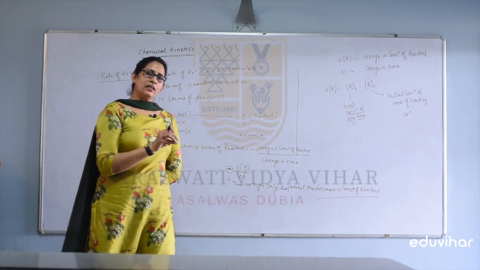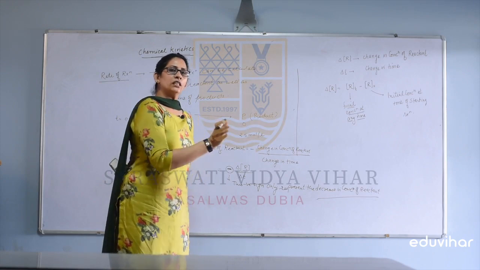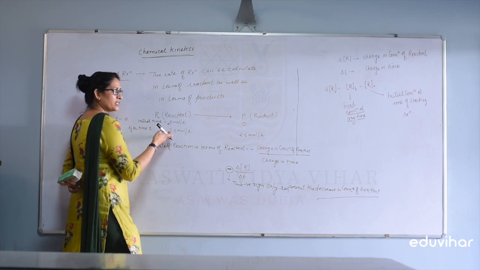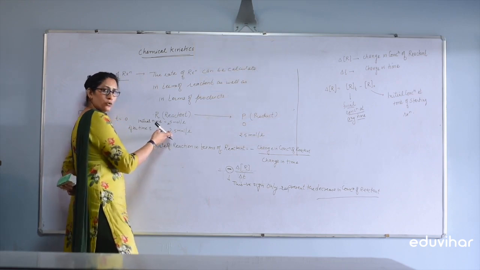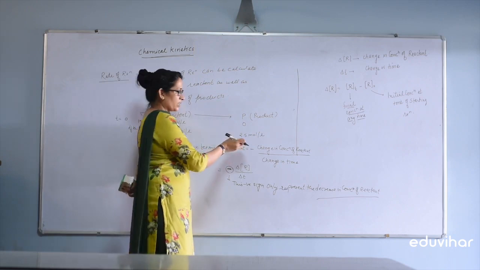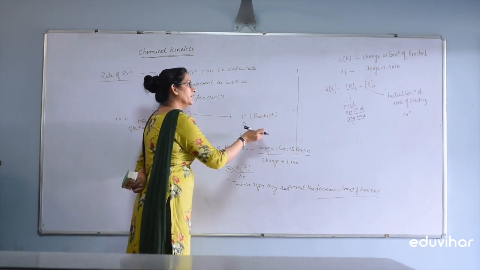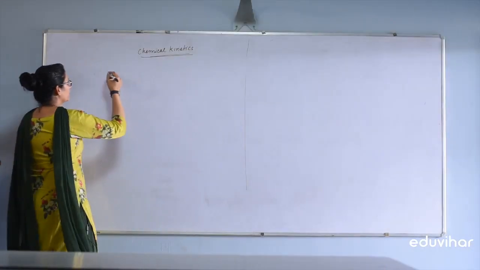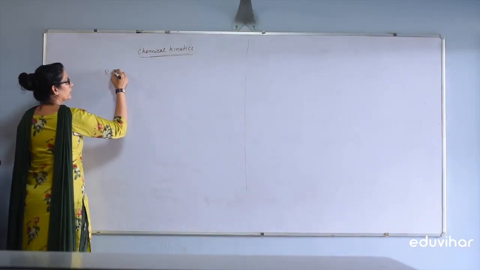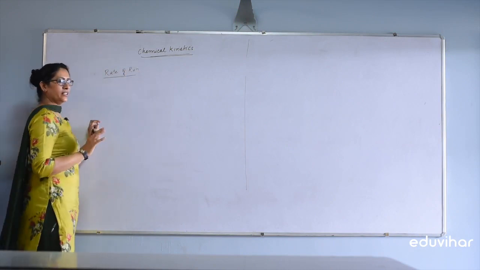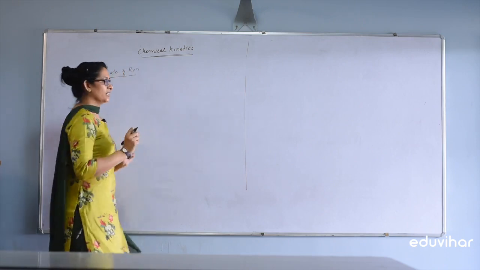After a certain time period, when the reaction proceeds, at that time the concentration of reactant is 2.5 mole per liter. The concentration of product is 2.5 mole per liter. Is it clear? Okay. We calculate the rate of reaction. Rate of reaction can be calculated in terms of product as well as in reactant.